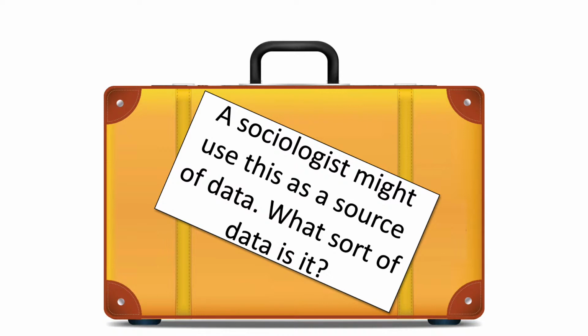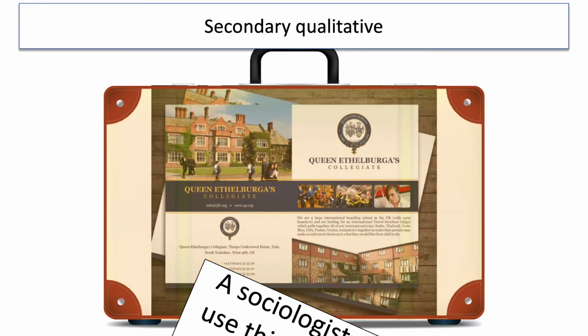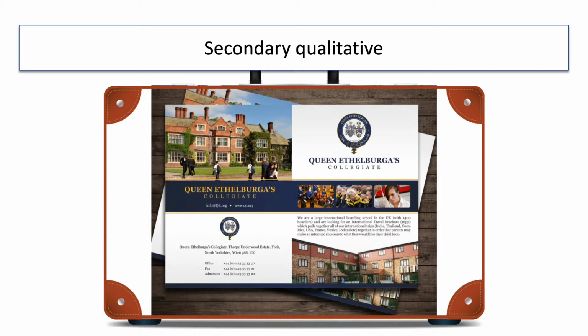Yeah, and so it is qualitative data. We could write. It's text. Is it quantitative or qualitative? We've got qualitative. Is it secondary or primary? Yeah, secondary qualitative. Well done, Freya. Okay, yes, so that was some secondary qualitative data, school brochure.